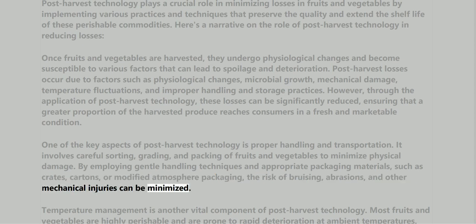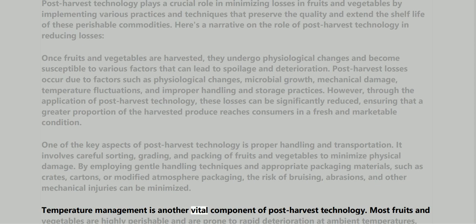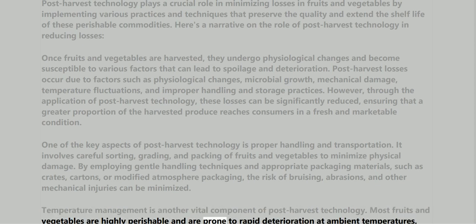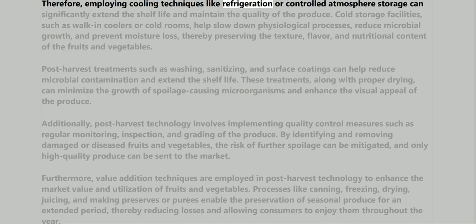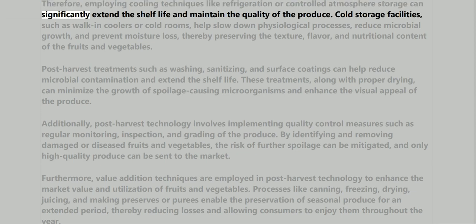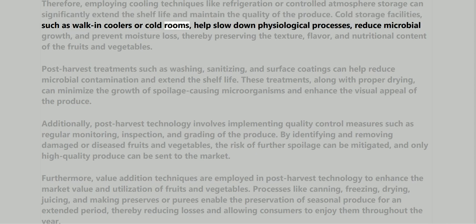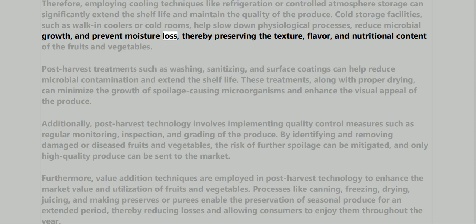Temperature management is another vital component of post-harvest technology. Most fruits and vegetables are highly perishable and are prone to rapid deterioration at ambient temperatures. Therefore, employing cooling techniques like refrigeration or controlled atmosphere storage can significantly extend the shelf life and maintain the quality of the produce. Cold storage facilities, such as walk-in coolers or cold rooms, help slow down physiological processes, reduce microbial growth, and prevent moisture loss, thereby preserving the texture, flavor, and nutritional content of the fruits and vegetables.